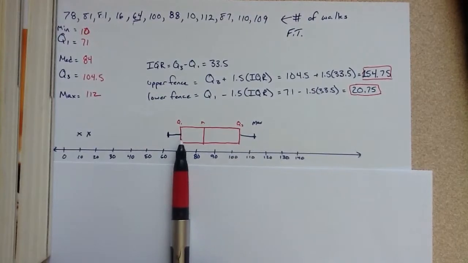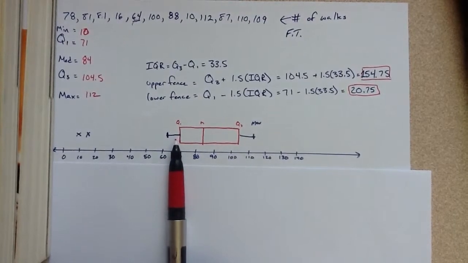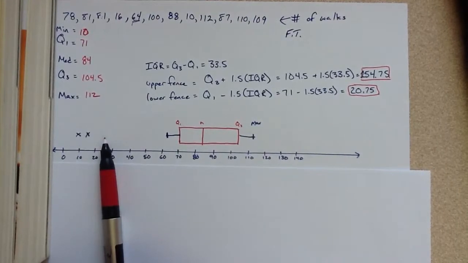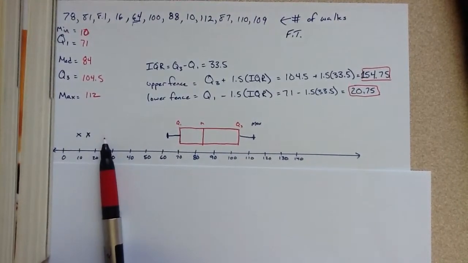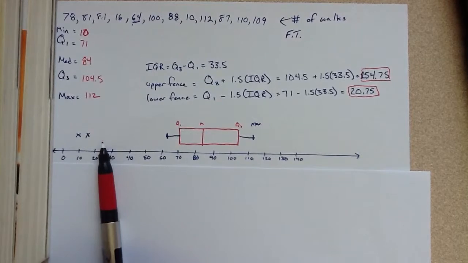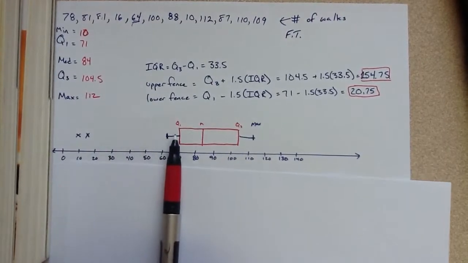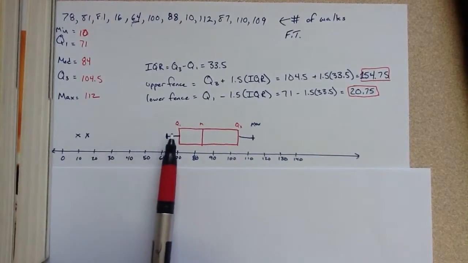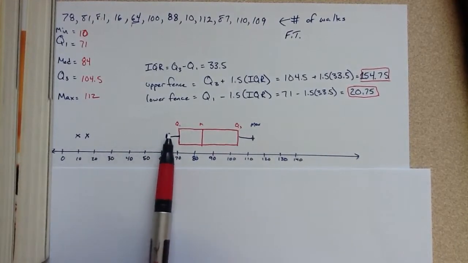And a mistake that I've seen some students make is to draw the whisker all the way to the lower fence. Well, that would give a false impression of the data. It would kind of make it seem like this extends all the way and there's data items all the way in this range. Well, there's not.